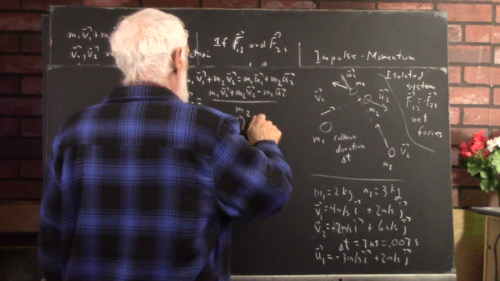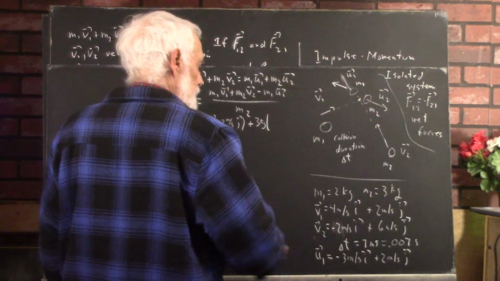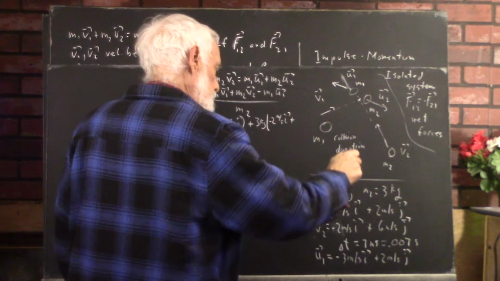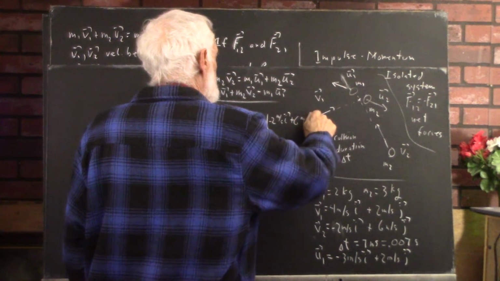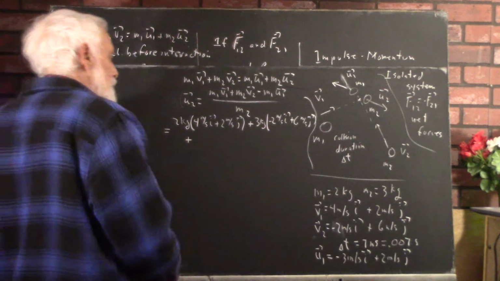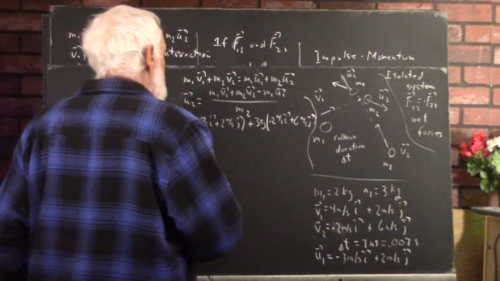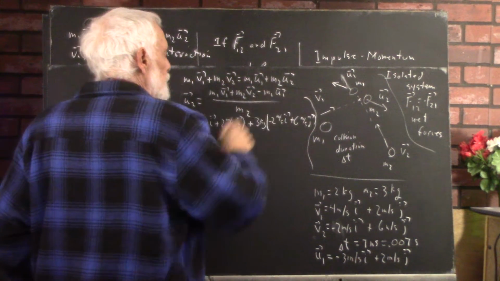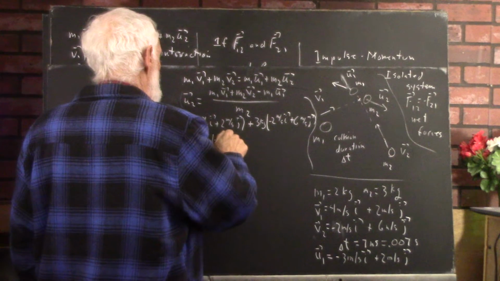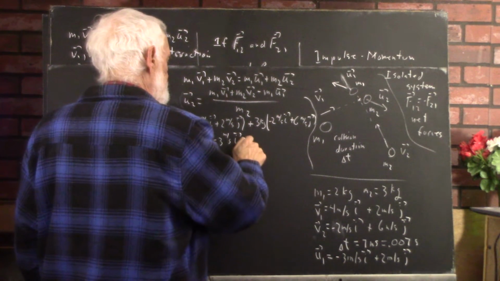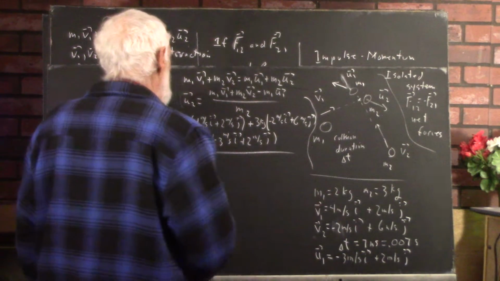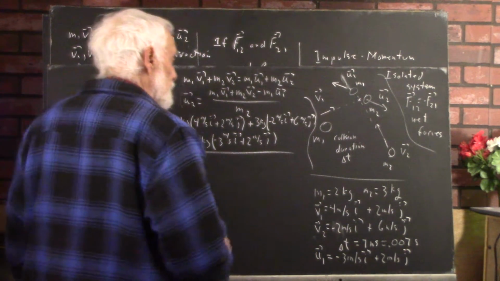Your M2 V2 is going to be 3 kilograms times V2, which was negative 2 meters per second I, plus 6 meters per second J. And I'm going to continue with the numerator here, and it's going to be minus, not plus, minus M1 U1, which is 2 kilograms times negative 3 meters per second times I, plus 2 meters per second times J. And that's all going to be over M2, which is 3 kilograms.